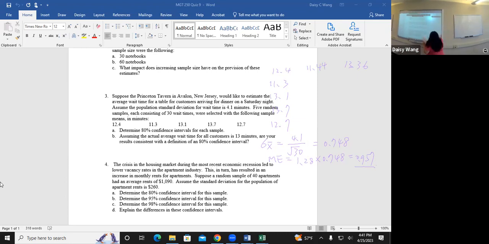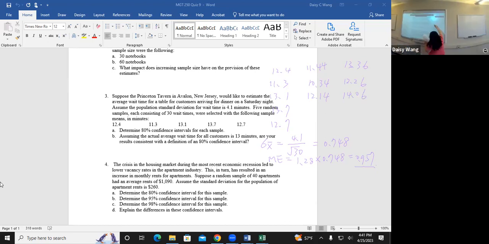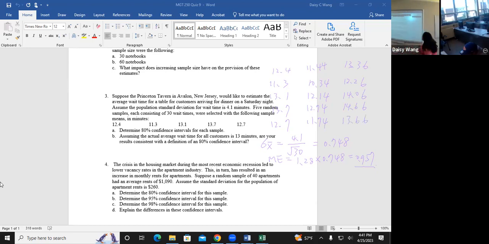Yeah. And then for this one, 10.34, 0.26. Third one, 12.74. 12.74, 66, 1.74, 13.66. So these are the confidence intervals.